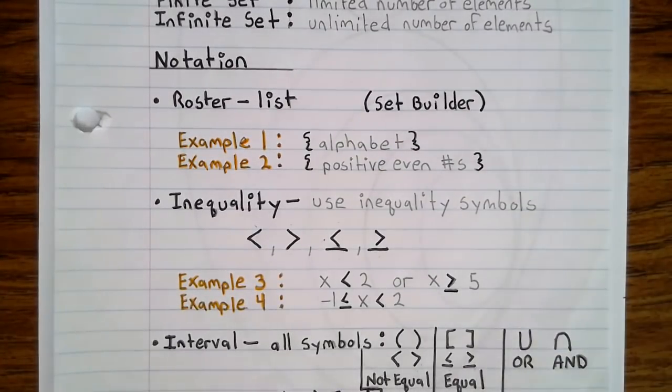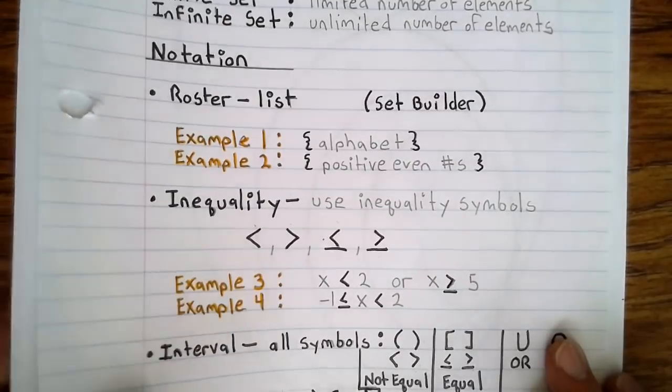All right, notation. There's roster, list, also known as set builder. Example 1 of that is the alphabet. Example 2 would be positive even numbers. Inequality notation uses inequality symbols: less than, greater than, less than or equal to, greater than or equal to. Example 3, x is less than 2 or x is greater than or equal to 5. Example 4, x is greater than or equal to -1 and less than 2.